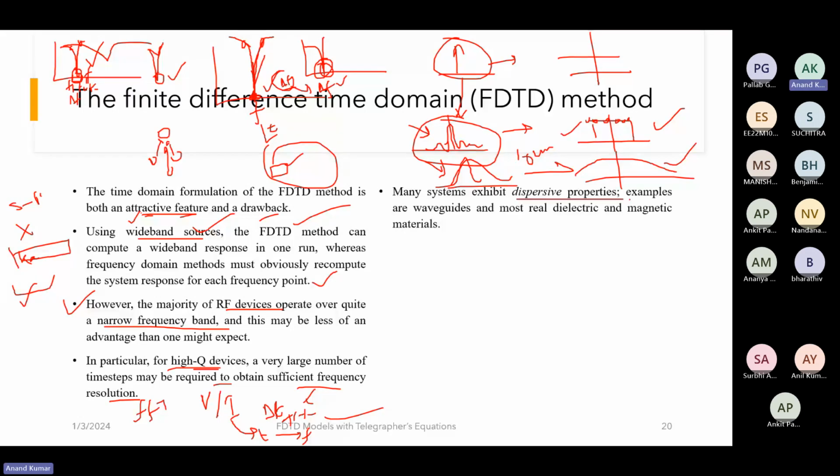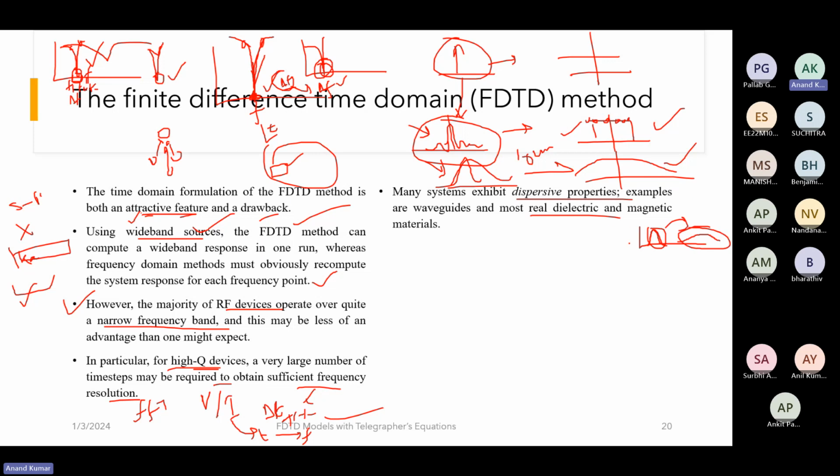Many systems exhibit dispersive properties as well, mostly real electric and magnetic materials. I hope you remember that dispersion is the effect of the material that delays and affects the propagation of the wave. For example, if you send a Gaussian pulse through a dispersive medium, some of the frequencies will arrive faster and some will arrive later, so the Gaussian pulse could be spread out like this. This happens due to dispersion.